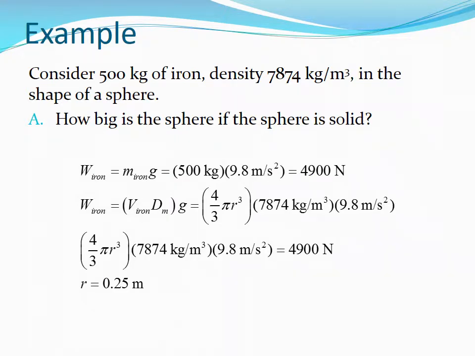The weight of the iron is 4,900 newtons. The weight of the iron is also the volume of the iron times its mass density and the acceleration of gravity. The radius of the sphere then must be 0.25 meters, a diameter of half a meter.